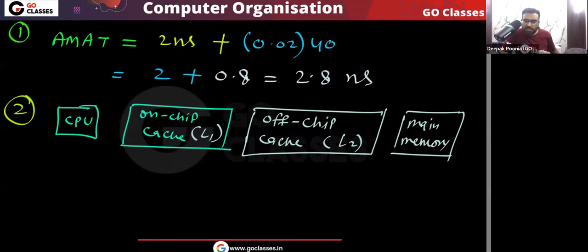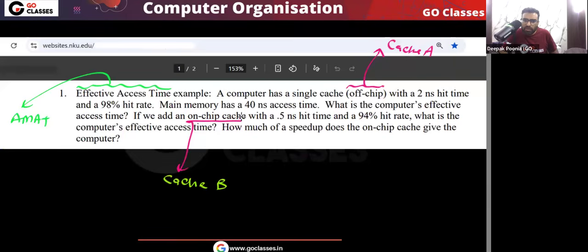In this question, one mistake you can make is that you may consider the new cache memory that is added as level 2, and the old cache memory as level 1. No, please understand that off chip means this is not on the processor chip, on chip means this is on the processor chip. So this new cache memory is closer to the CPU, so this will be your primary cache, or L1 cache. So this cache B will become the L1 cache, and this cache A will become the L2 cache. Now this has become multi-level cache memory.